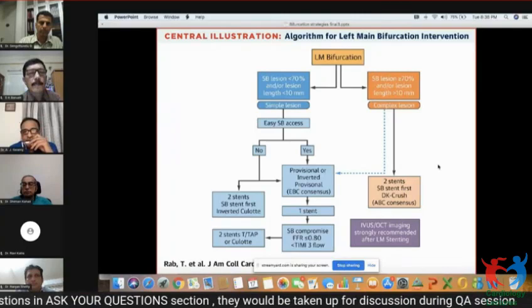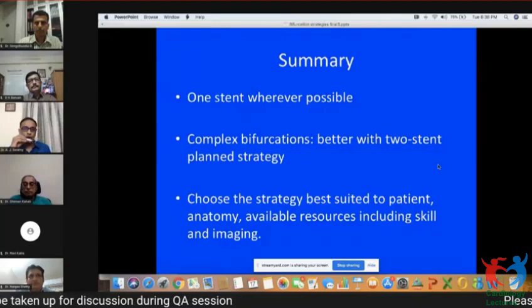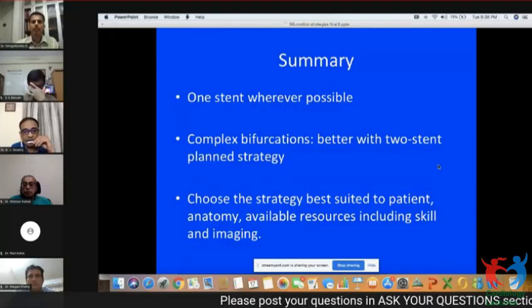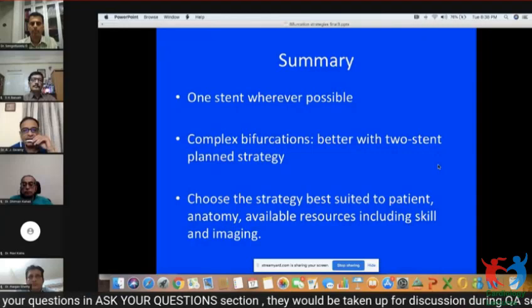In summary, one stent wherever possible. Complex bifurcations planned with a two-stent strategy are always better. That's what DK Crush 5 showed us. Choose the strategy best suited to the patient anatomy and the available resources, including skill and imaging. Thank you for your attention.